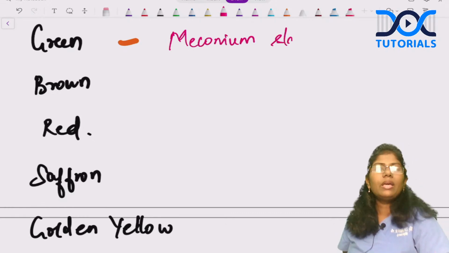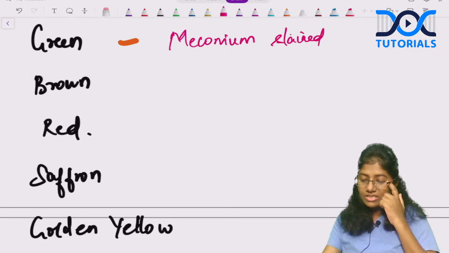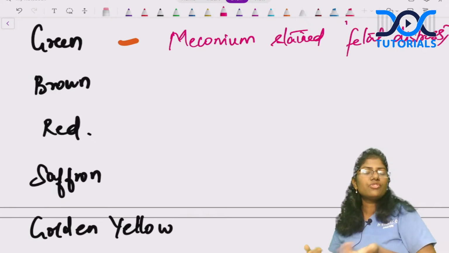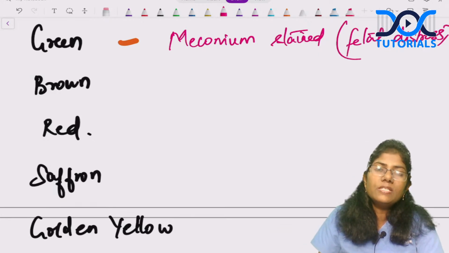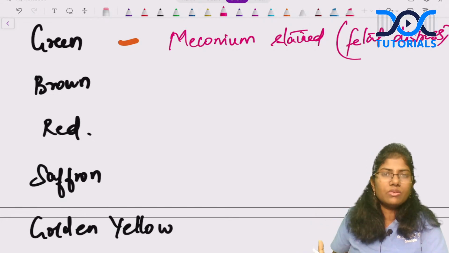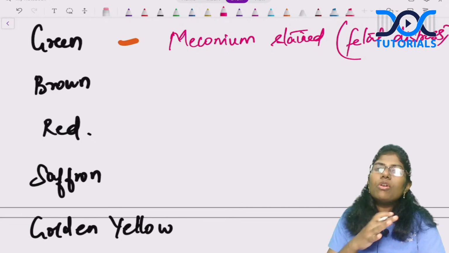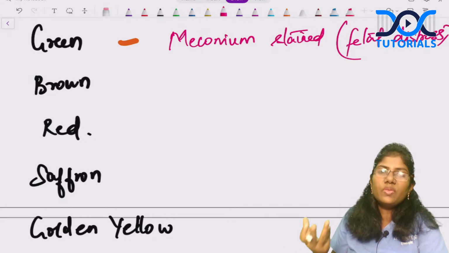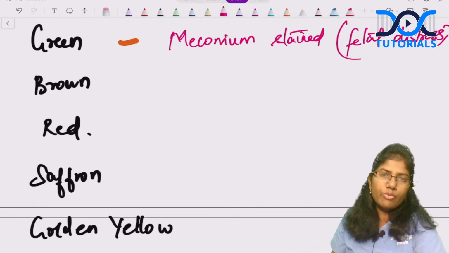Meconium is a sign of fetal distress. Why is there a passage of meconium when the baby is in distress? When the baby is in distress and there is hypoxia, all sphincters in the body relax, including the lower anal sphincter. So the baby passes meconium, which mixes with the amniotic fluid. So it's a sign of hypoxia.